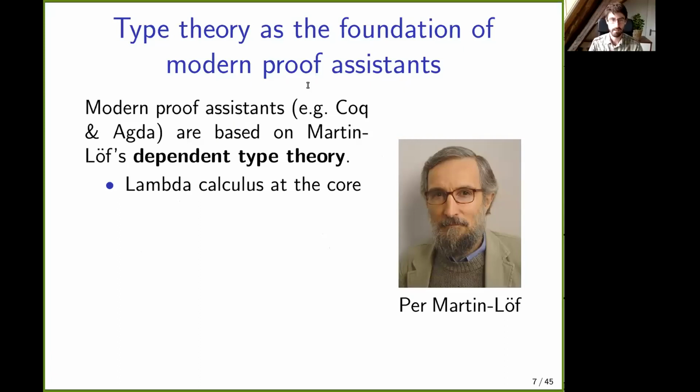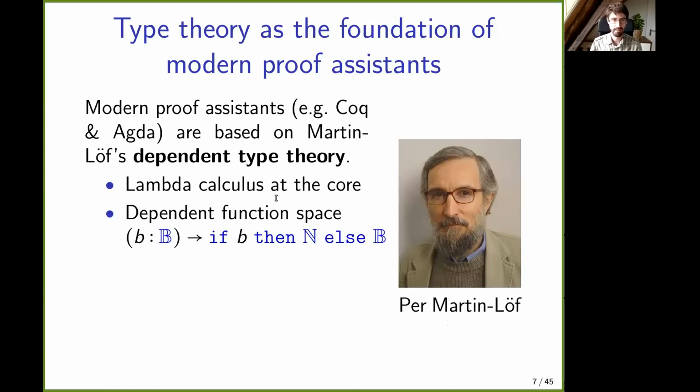So let me start by talking a bit about dependent type theory in general. Many modern proof assistants are based on this dependent type theory, which was introduced by Per Martin-Löf back in the 70s. These proof assistants can be quite complex systems, but at the core, this dependent type theory is quite a simple language. At the core, it's really just a lambda calculus with a very fancy type system added to it.